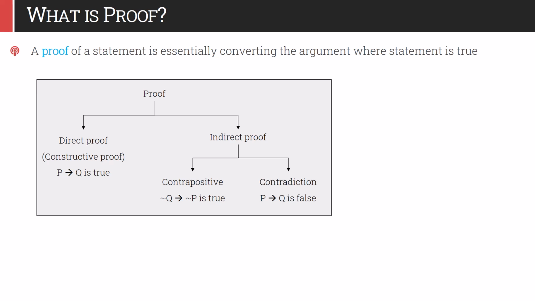And for all the true values of P, we are trying to prove that Q is also true. Whereas in case of indirect proof, we have two types, contrapositive and contradiction. In contrapositive, we are simply negating the truth value of the statement, and we are interchanging the sign between premise and conclusion. So we are trying to prove that if the conclusion is not true, then the premise is also not true. That is what contrapositive is. Whereas in contradiction, we are starting with the wrong assumption that whatever statement is given, that statement is false.